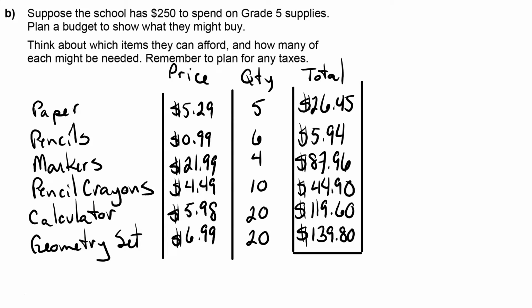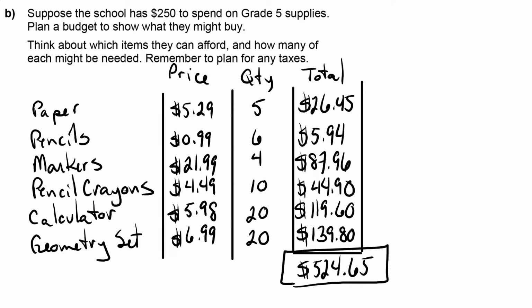$139.80. Once we've got the total amount for each one, then we want to add up everything in this column to figure out our total budget. And when we total it all up, it comes to $524.65. Now, that's before taxes.